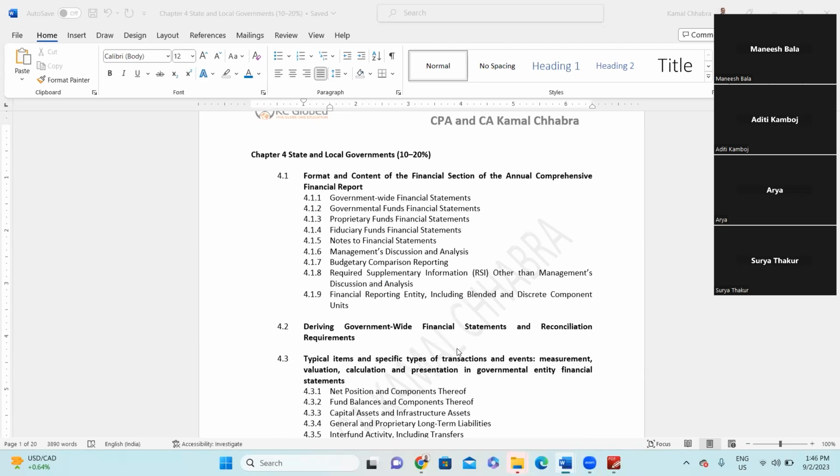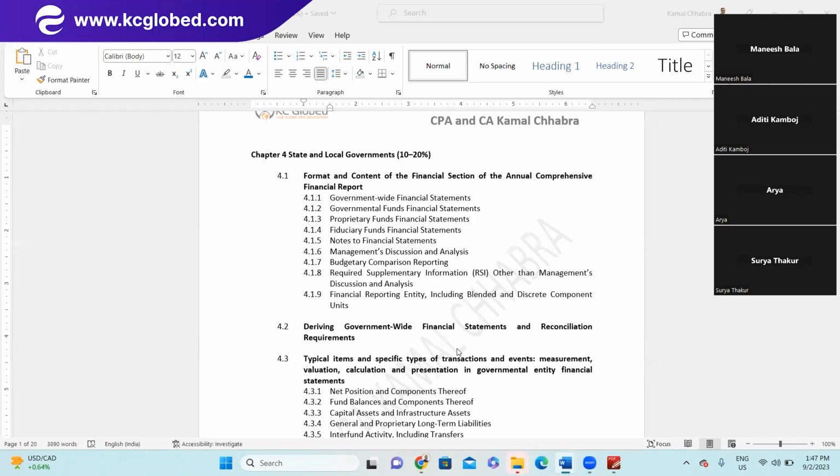Any doubt or anything you need clarification? No, sir. Abhishek: this full scope is in FAR? Yes, everything. Same 10 to 20%, so you can expect. Considering its length, 10 to 20% seems very low.